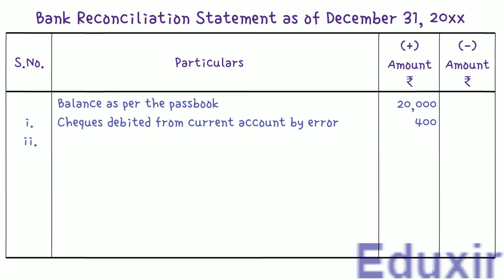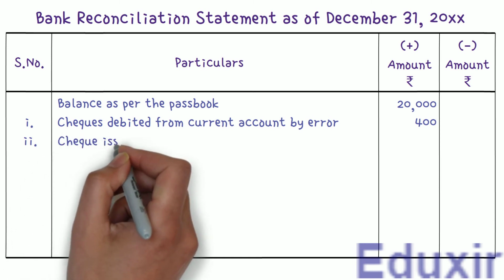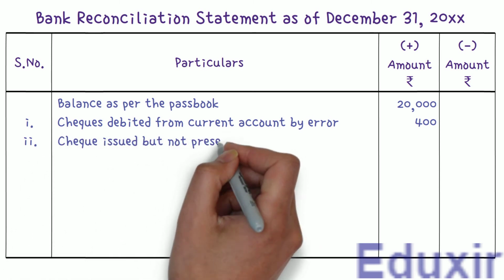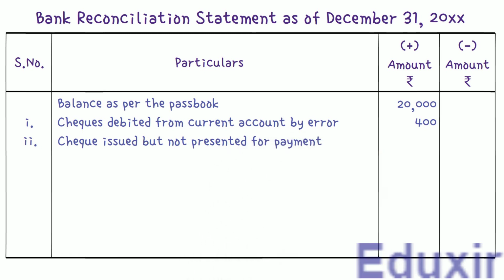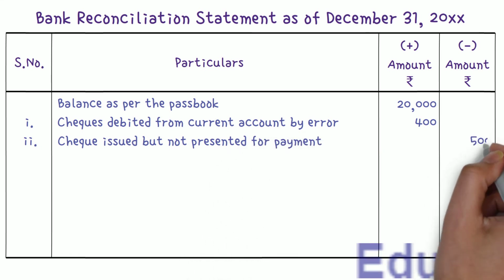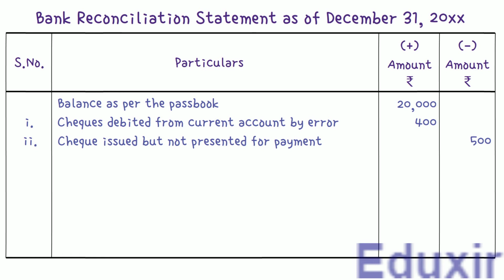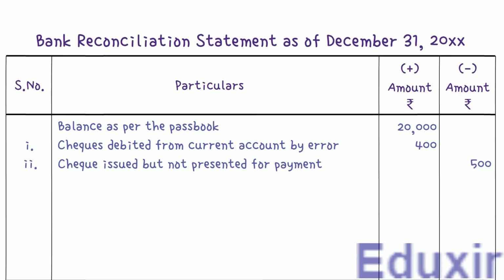Let us then write the particulars as check issued but not presented for payment. Let us now write this amount of 500 rupees in the minus amount column. That completes the recording of these details into the bank reconciliation statement. Let us now take up the next details.